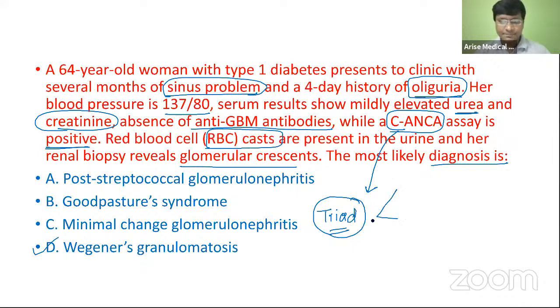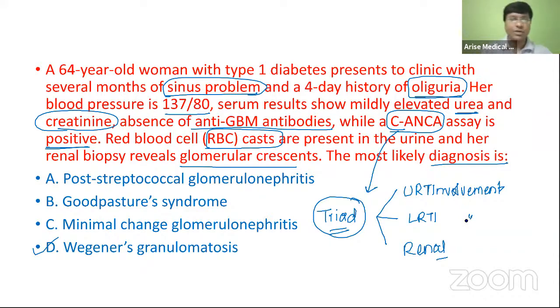In the triad of Wegener's, you will have upper respiratory tract involvement, lower respiratory tract involvement, and renal involvement. Now, how can you make out that there is upper respiratory tract involvement? The patient is having a sinus problem. So that tells that the individual has upper respiratory tract involvement. And oliguria is there. That tells you that the individual has renal involvement.